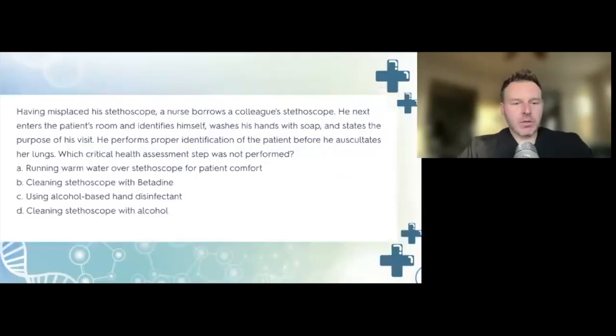So let's go to the next one. Having misplaced his stethoscope, a nurse borrows a colleague's stethoscope. He next enters the patient's room and identifies himself, washes his hands with soap, and states the purpose of his visit. He performs proper identification of the patient before he auscultates her lungs. Which critical health assessment step was not performed?